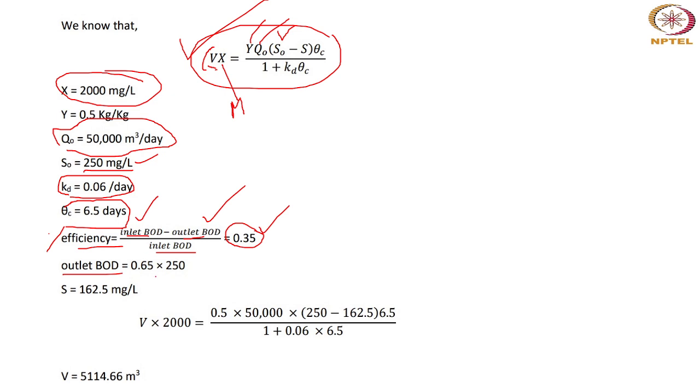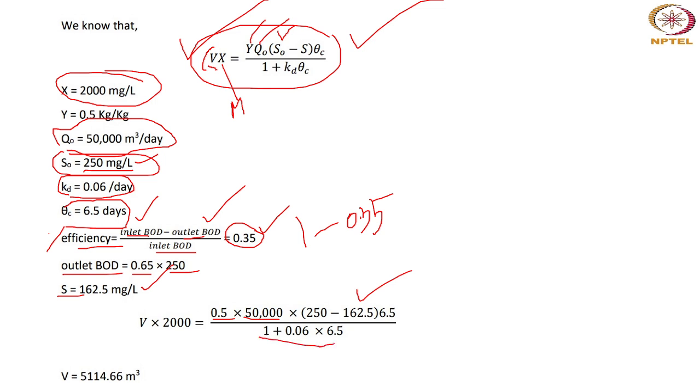It will be 1 minus 0.35, right? 1 minus 0.35, I am getting 0.65, multiplied by 250. 250 was the inlet BOD. I'm getting S as 162.5 mg per liter. Now you just have to put all the values into this equation. So if you put all the values, you are getting something like this: 0.5, 50,000, and 250 minus 162, multiplied by 6.5 days.